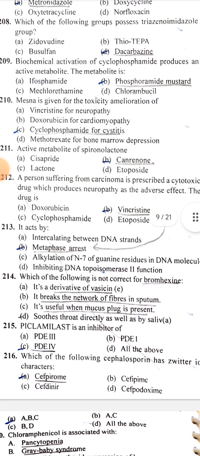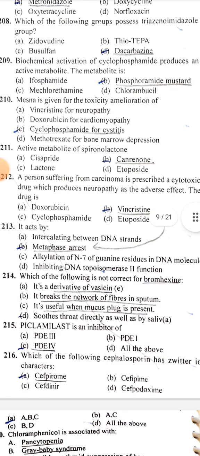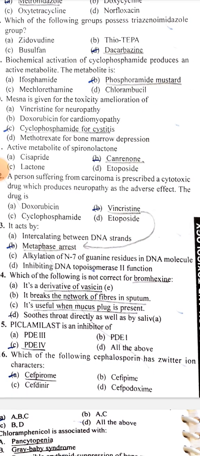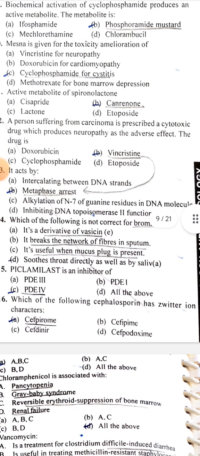A person suffering from carcinoma is prescribed a cytotoxic drug which produces neuropathy as the adverse effect. The drug is vincristine. It acts by metaphase arrest. Which of the following is not correct for bromhexine? That is, soothes throat directly as well as by saliva. Piclamilast is an inhibitor of phosphodiesterase 4.